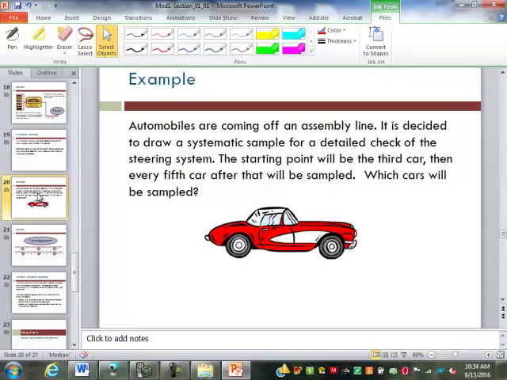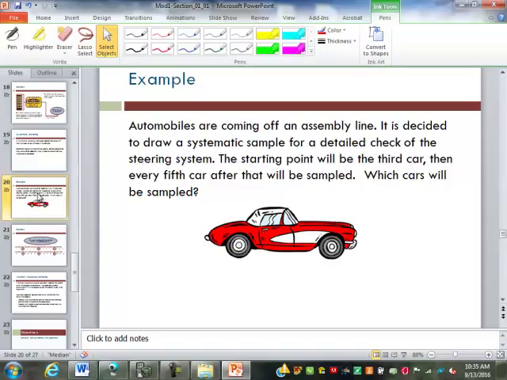So your automobiles coming off an assembly line, you've decided to draw a systematic sample for a detailed check of the steering system. The starting point will be the third car, then every fifth car after that. So again, you want to test every fifth car. You randomly select which one out of the first 5 you start with, and that's every fifth car after that.